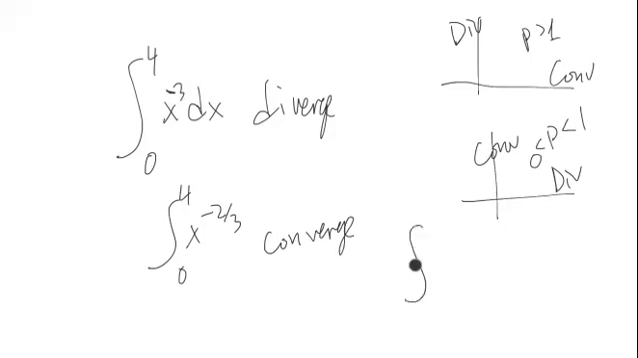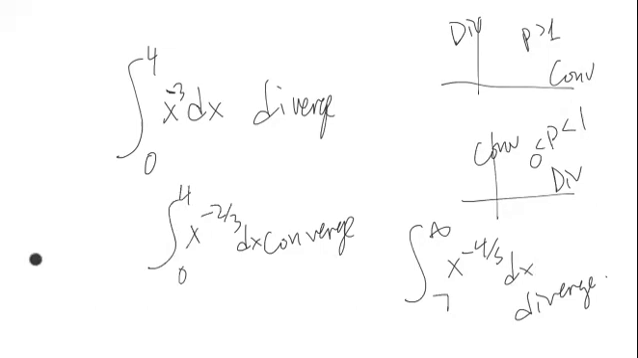Now, if we did the integral from 7 to infinity of x to the negative 4/5 dx, now we're in this range here, so this will actually diverge, because we're going off that way. And then one more: if we have an integral of x to the negative 5, going from 11 off to infinity dx, this one will converge since we're in this place and we're going that way, so we'll have convergence.